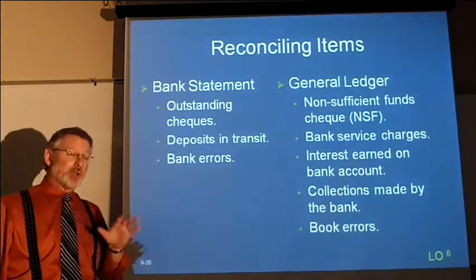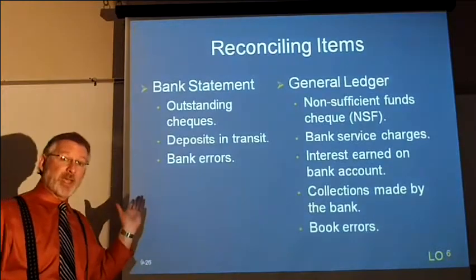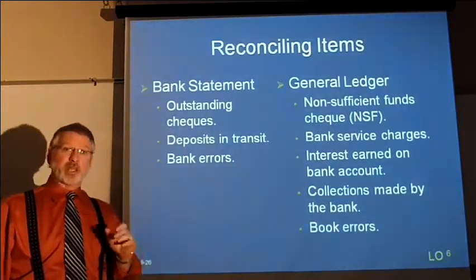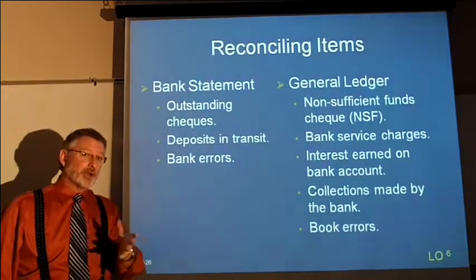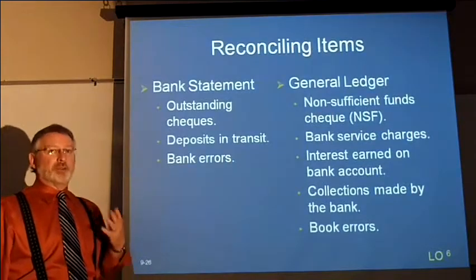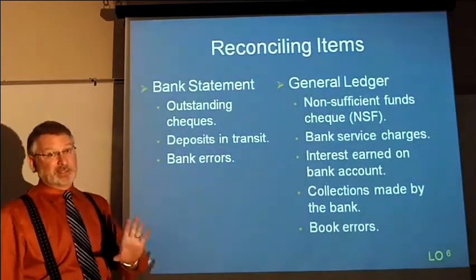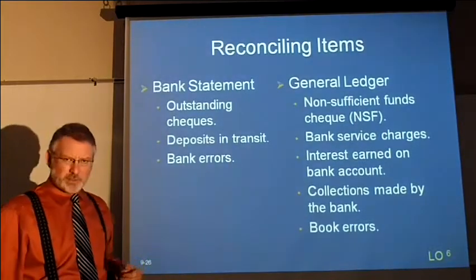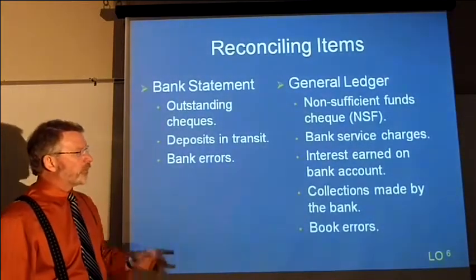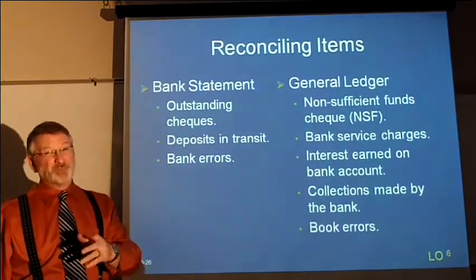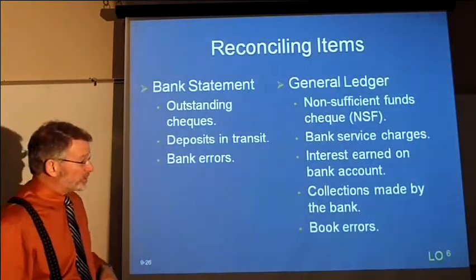From our standpoint, what kinds of things could be on the bank statement that we haven't recorded yet? Well, things like non-sufficient funds checks. That is, checks that have been returned to our bank because whoever wrote the check didn't have enough money in their account to cover it, and so the bank gets their money back from us. Like I said, the banks have got themselves covered. They might charge us some service charges for providing services for us, and of course interest. We might earn interest on our bank account, although to be fair, most business bank accounts don't earn any interest.